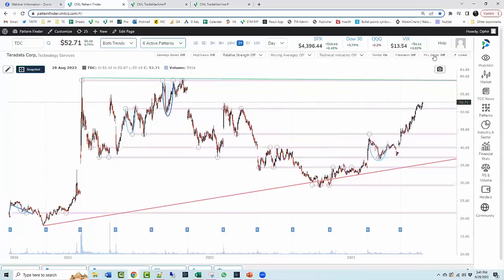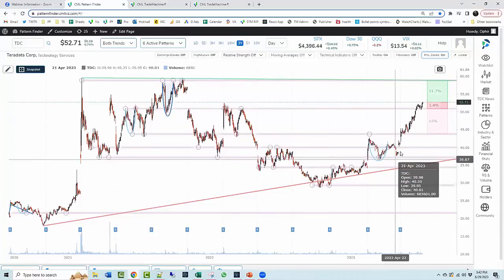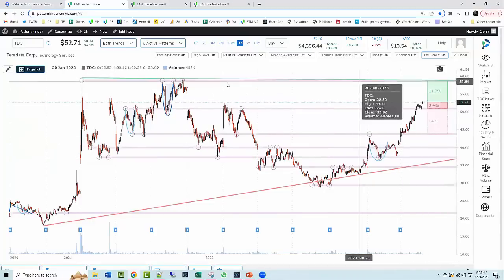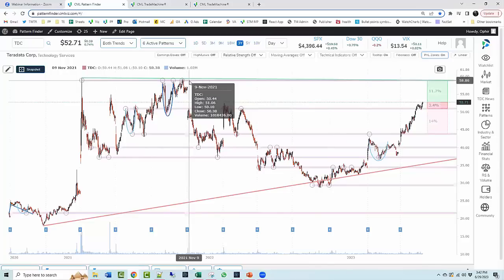And while we're at it, let's take a look at our profit and loss zones. This is a stock which has a bullish chart. It is a bullish chart because its next downside P&L zone is about 3%, right? You'd stop out at around 51. Small stop. Next upside is near that all-time high, which would be about 59, right? That's an 11.7% upside.